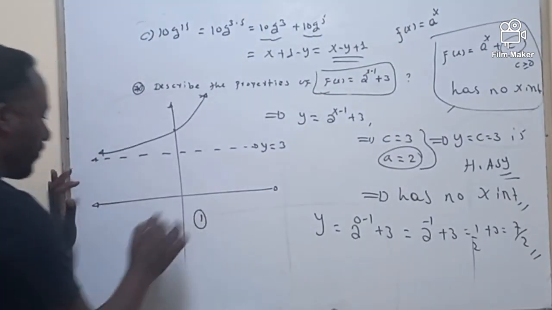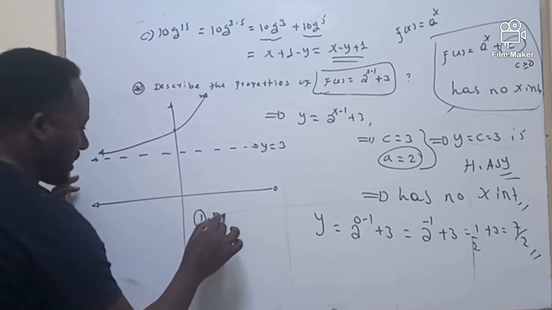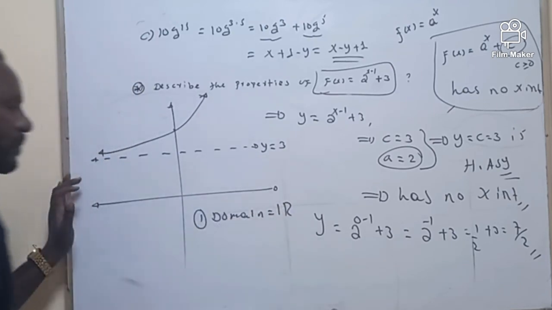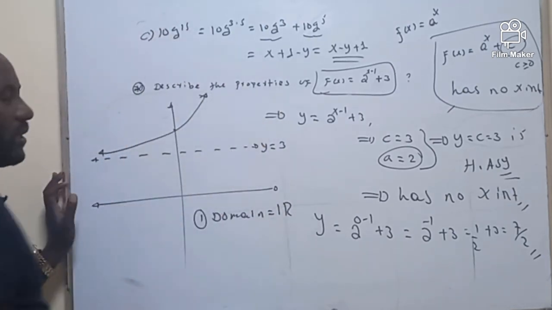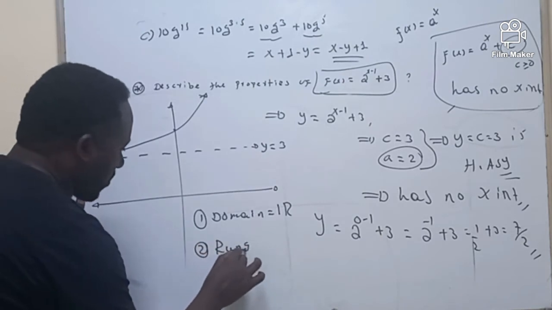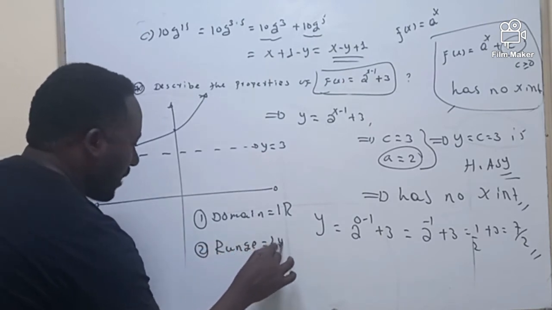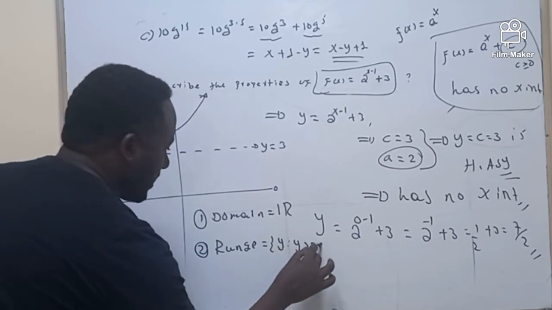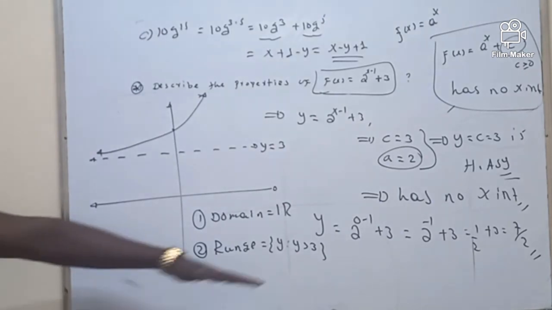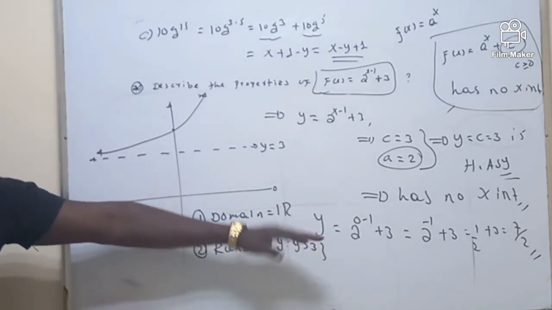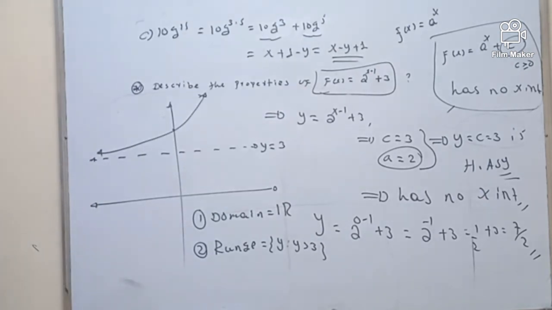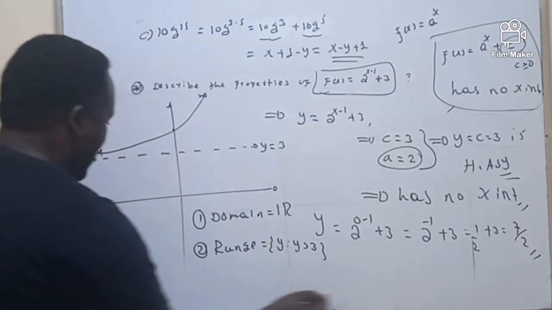So how are we going to use the properties? The first property for this problem: the domain is all real numbers. Any real number can be the domain. And what's the range of this problem? For any real number, the range is y greater than 3. The range is completely above 3, above the horizontal asymptote.